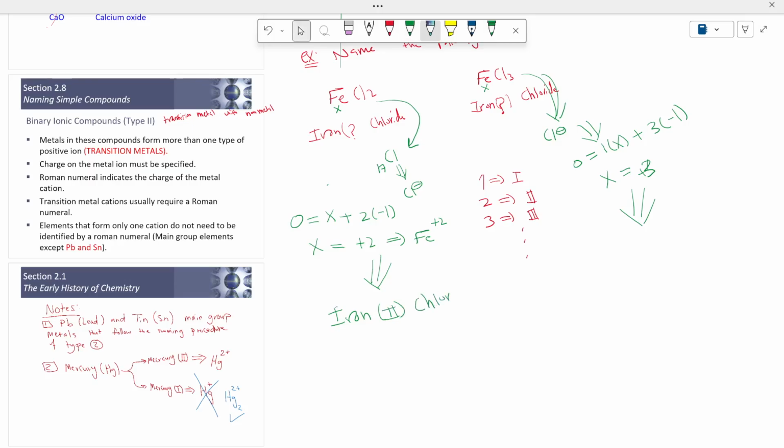Chloride. And this is iron 3 chloride. This is how to name atoms or elements, compounds of type 2.